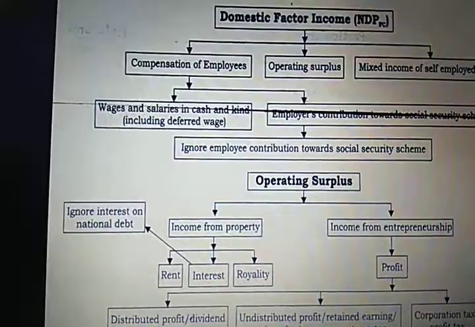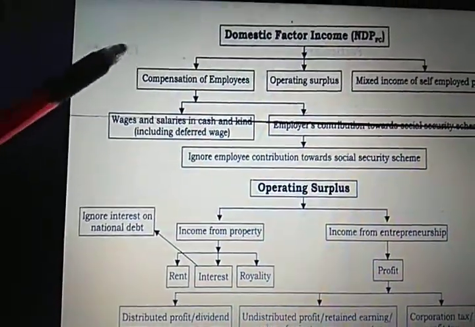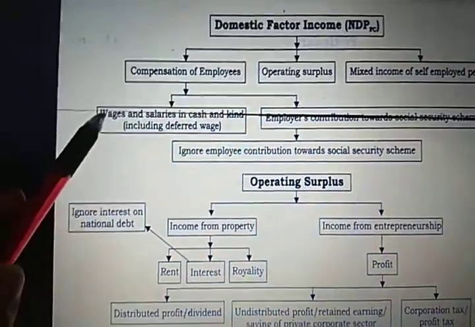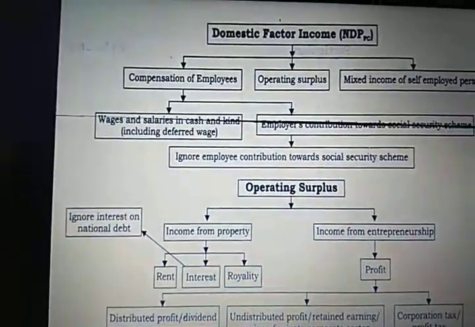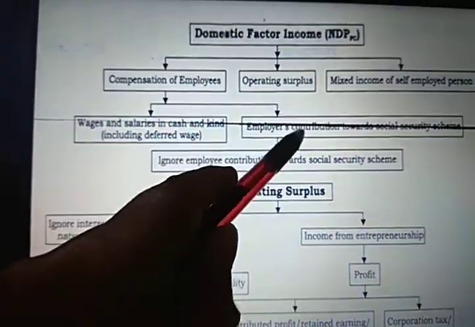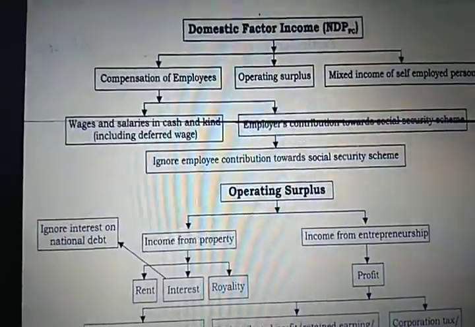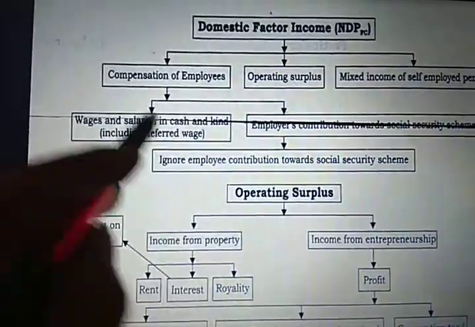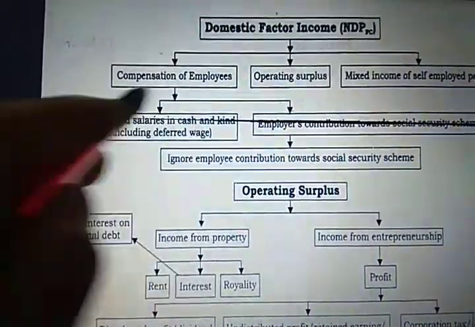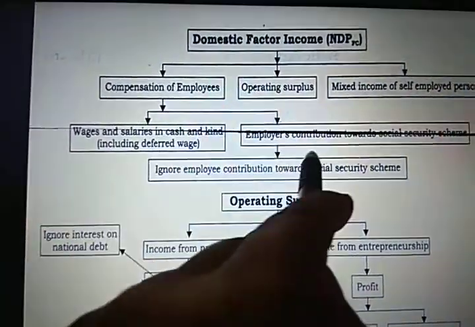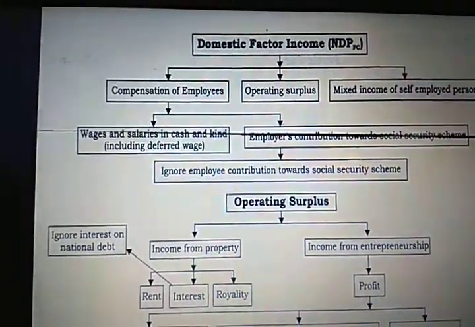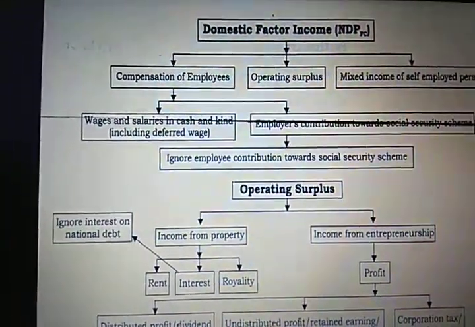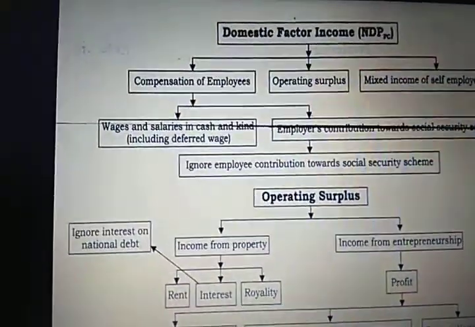This is divided into 3 parts: wages and salaries in cash, number 1, wages and salaries in kind, number 2, and employers' contribution to social security scheme, number 3. Wages and salary in cash is whatever salary the employee gets in cash or in the account.